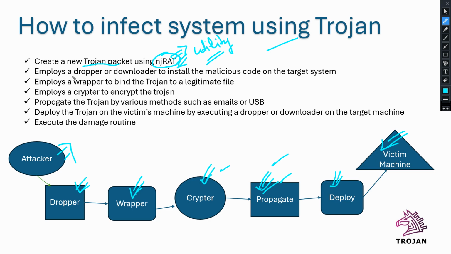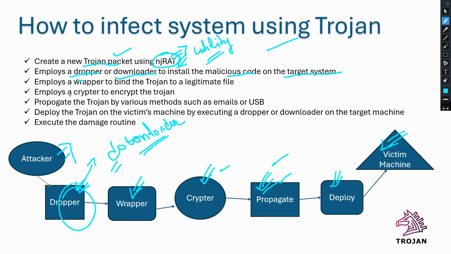Then the next step: you have Trojan packets, you created a new Trojan. Then the attacker employs a dropper or downloader to install the malicious code into the target system. You need to create a dropper, or we need a downloader to install the malicious code to the target systems. So suppose we have a dropper now.